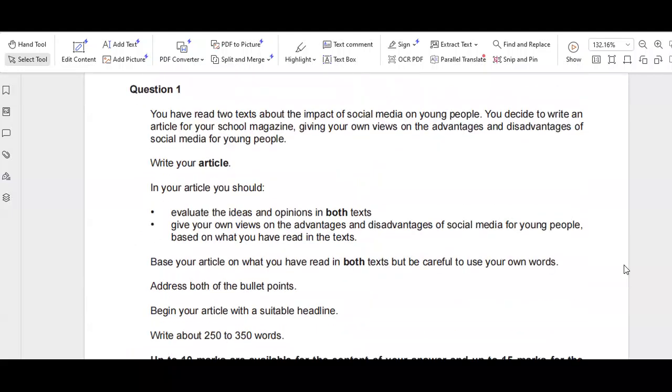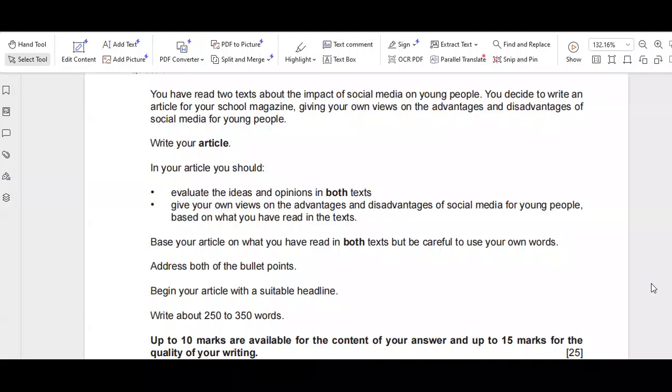Question number 1 says that you have read two texts about the impact of social media on young people. You decide to write an article for your school magazine, giving your own views on the advantages and disadvantages of social media for young people. Write your article. In your article, you should evaluate the ideas and opinions in both texts. Give your own views on the disadvantages and advantages of social media for young people based on what you have read in the texts. Base your article on what you have read in both texts, but be careful to use your own words.